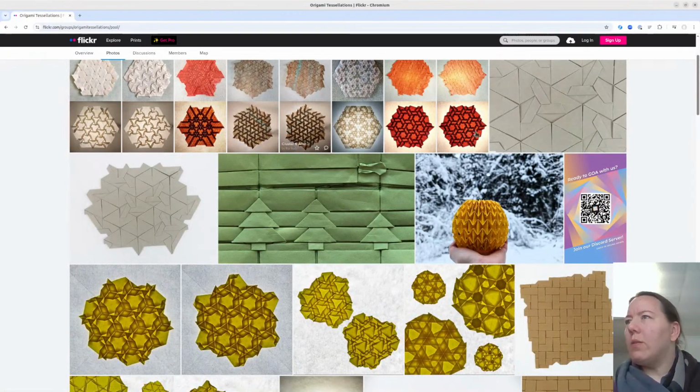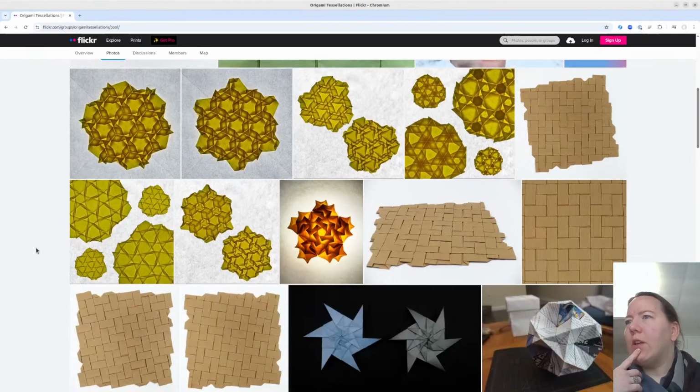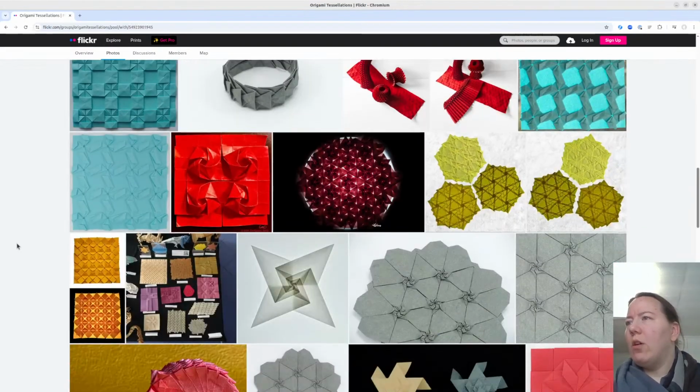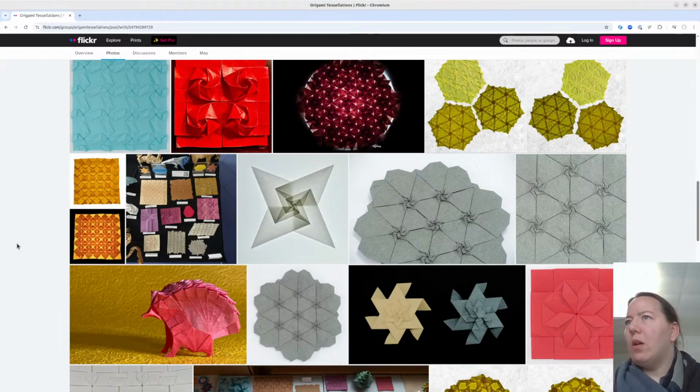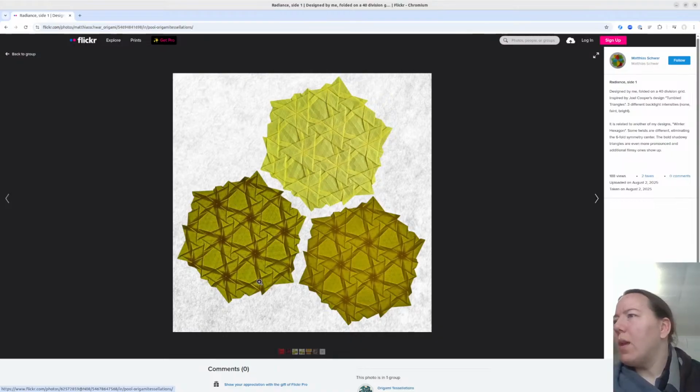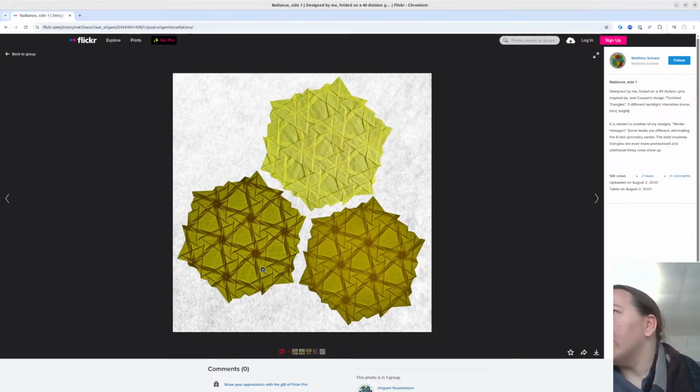Oh, cool, including some new ones that I have been seeing posted over the last couple days of Advent of Tess patterns. Actually, a lot of these on the first page are Advent of Tess patterns. So if I'm looking through here and I want to figure out, for example, let's go with this pattern, because that's cool and I haven't seen it before.